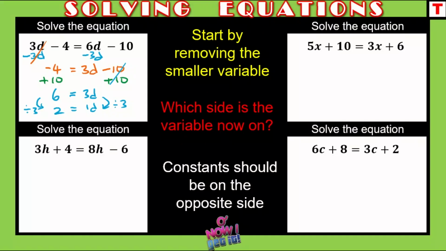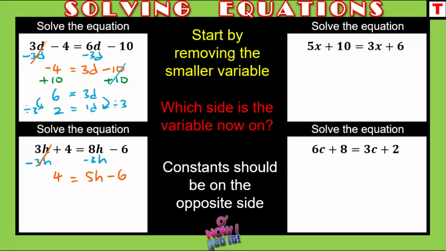Once again, the first thing that we're going to do is start by removing the smaller variable. So we're looking at 3h plus 4 is equal to 8h minus 6. We would need to remove the smaller variable. 3h is smaller than 8h, so we're going to be taking 3h from both sides. And try to always make sure that these are under the same values. Okay. So opposites are going to cancel. So we are left with 4 is equal to 5h take away 6.